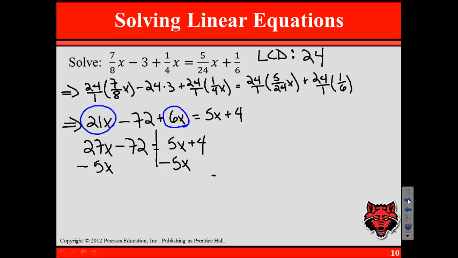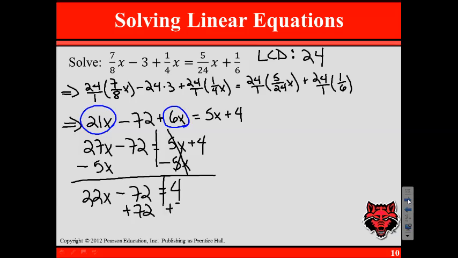And when we do that, the opposite 5x's on the right-hand side cancel. So the right-hand side is left with just 4. On the left-hand side, 27 minus 5 is 22. So we have 22x minus 72 equals 4. Draw my vertical line again. Let's move the numbers to the right side. So we add 72. When we add 72, the opposite 72's cancel. And we're left with 22x equals 76.